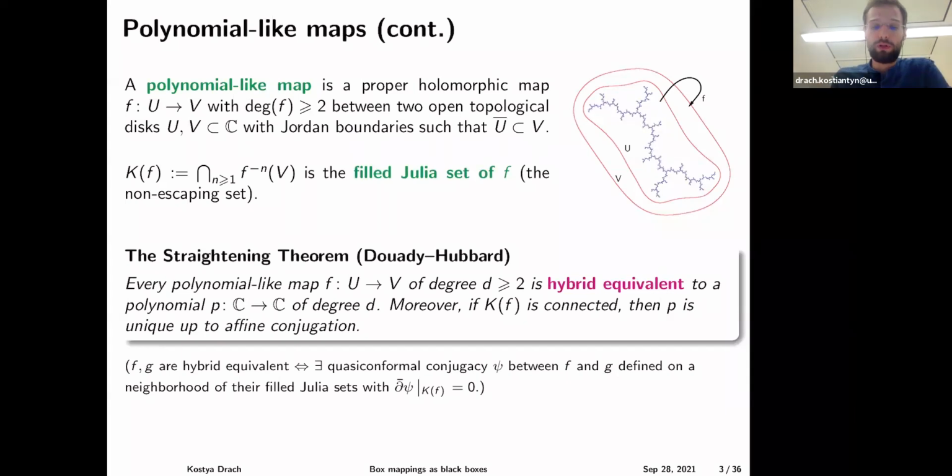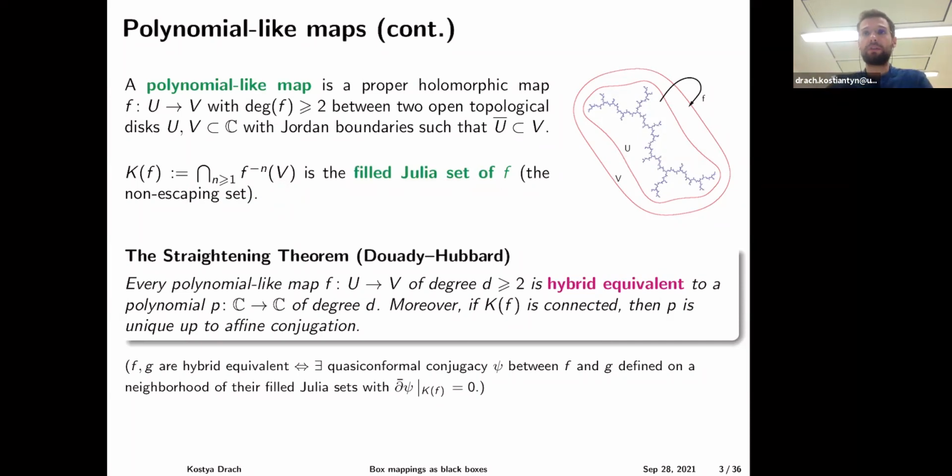Let me remind you that a polynomial-like map is a proper holomorphic map between two open disks U and V with Jordan boundaries, such that the closure of U is contained in V. So we have some branched covering from a smaller disk to a larger disk. And for such partially defined maps, we can define a set on which we can iterate our map infinitely often. And this is defined as the intersection of all the preimages of V. And it's called a filled Julia set of F.